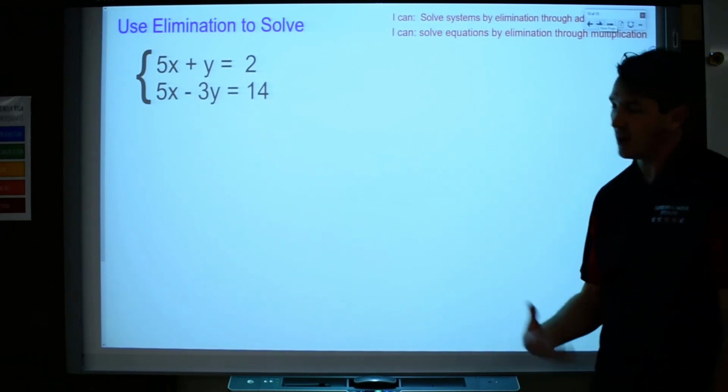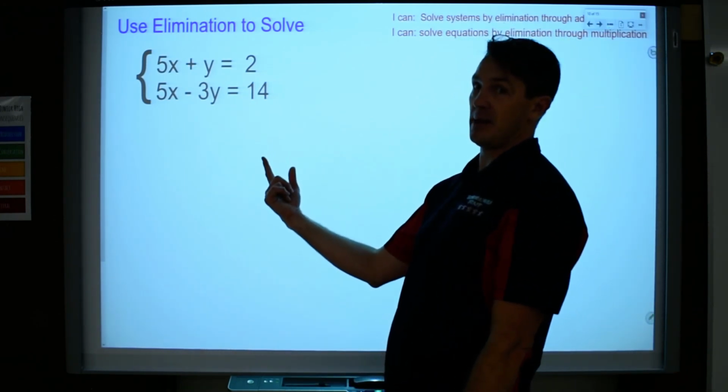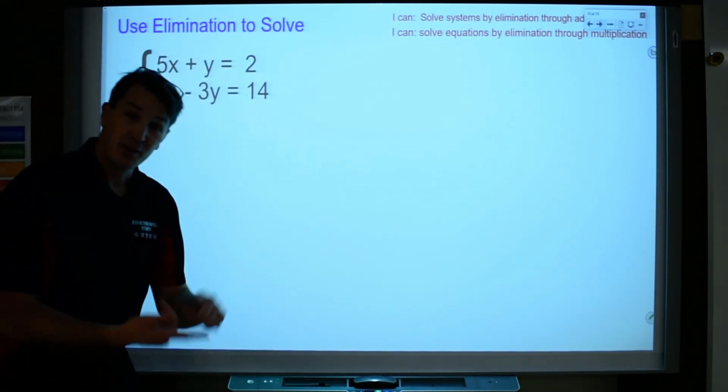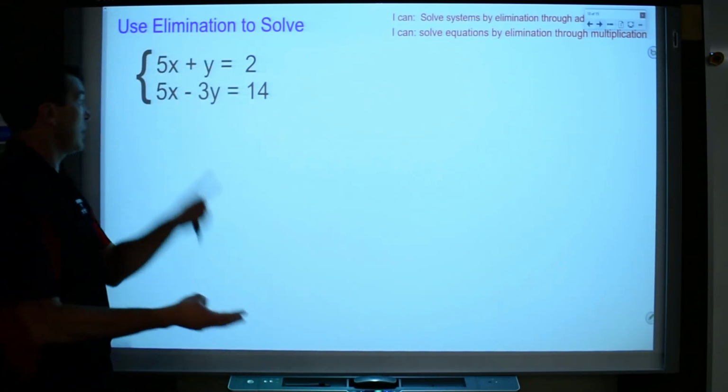Hopefully you hit pause. Hopefully if you haven't hit pause, you hit pause now. And hopefully you try to solve it. All right, so I look at this. Again, graphing seems kind of rough. Substitution seems kind of rough.